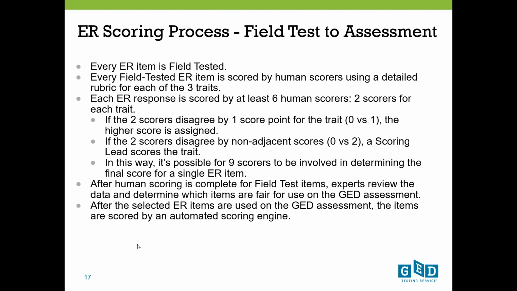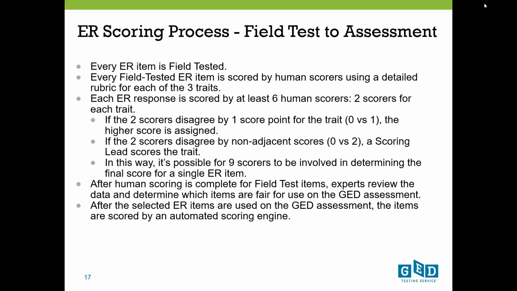And then of the 2 scores, if they disagree by 1 score point for the trait, the higher score is always assigned. So in this way, the scoring process really works in favor of the test taker. And this would be like if one human scorer gave it a 0 and the other one gave it a 1, that trait would be scored the 1 point.